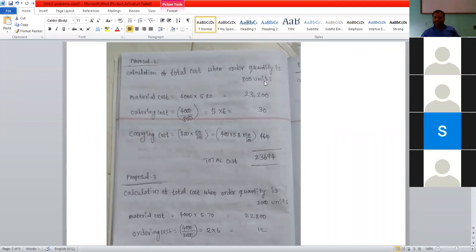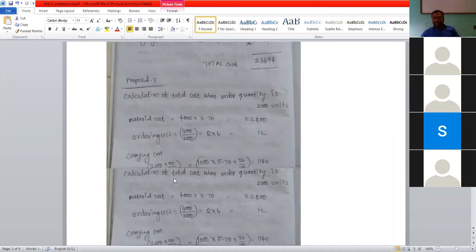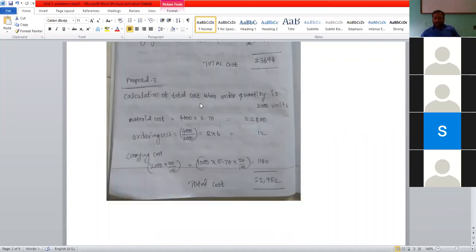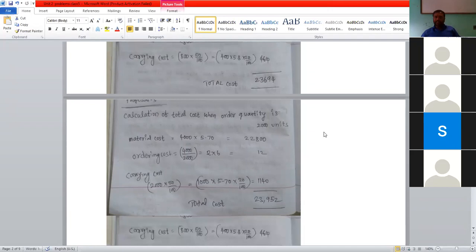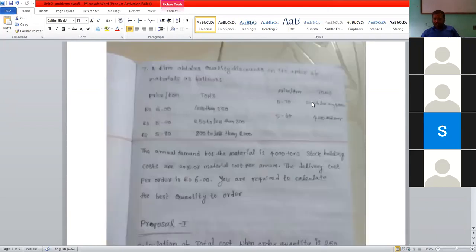Then proposal 3. Proposal 1 we calculated for 250 units. Proposal 2 we calculated for 800 units. And proposal 3 we are going to calculate for 2,000 units. See here, the calculation of the total cost when order quantity is 2,000 units. Now look at the question once for your understanding. When he was purchasing 2,000 units, the price he has given in the question is 5 rupees 70 paise. Similarly, we have to do this proposal 3. When 4,000, the price is 5.60. For 2,000, the price is 5.70.